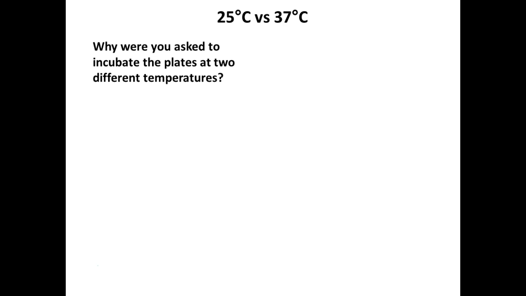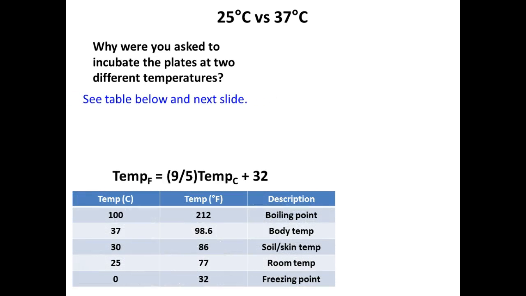So our two different temperatures in this lab represent what? They represent room temperature for the 25, which would be around 77 degrees Fahrenheit. I would actually prefer it to be cooler than that. 70 would make me happy. 37 represents 98.6, which is body temperature. That's why we utilize that.